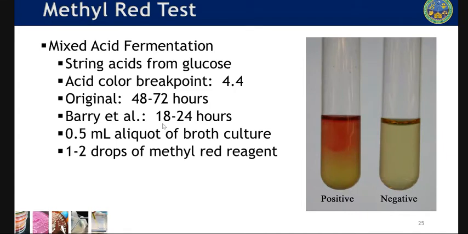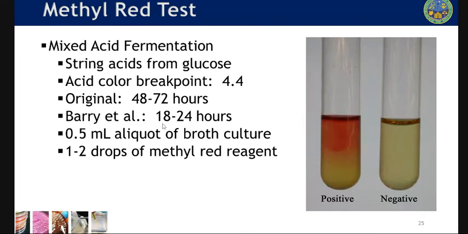IMViC denotes I for indole production, M for methyl red test, V for Voges-Proskauer test, and C for citrate test. I haven't presented the rest yet. The first one in the IMViC reactions is the methyl red test. So this is mixed acid fermentation.